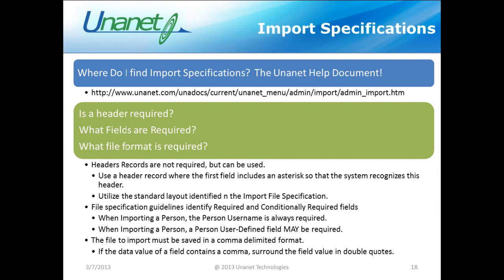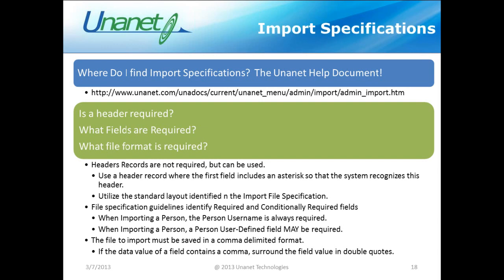A couple of other questions that you may be asking yourself about Unanet imports are, do you require a header field? What fields are required? How do I get all this information together? So just a couple of notes about that. When you're importing data into Unanet, we do not require that you have a header record. But if you do have a header record, we will read that as part of the import file.